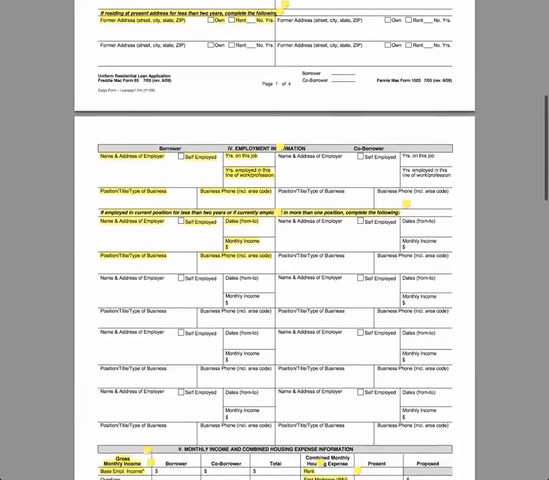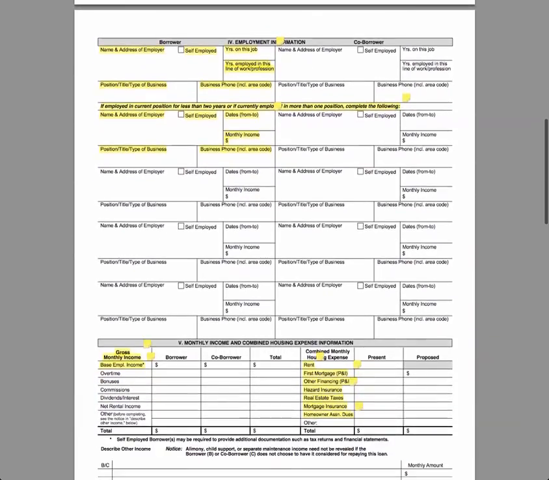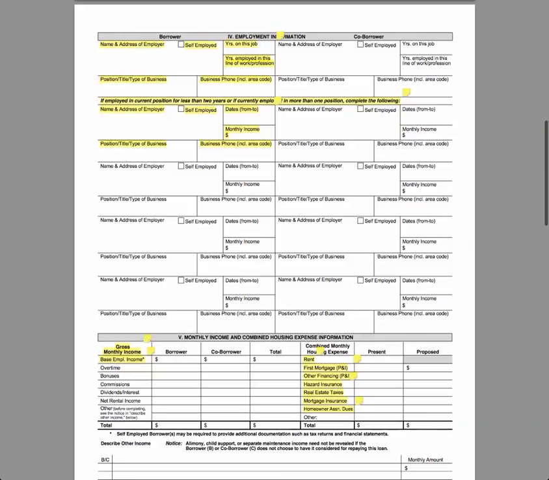Moving on to page 2, we get to employment information. Please complete this in its entirety. Name and address of employer, how long you've been on this job, and how many years you've been in this line of work. Again, we need 24 months of employment history in this application.